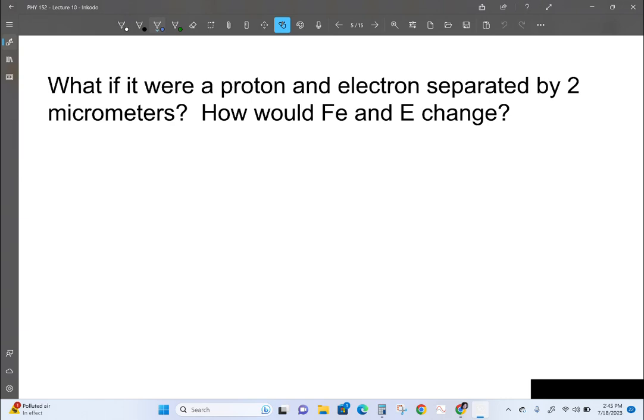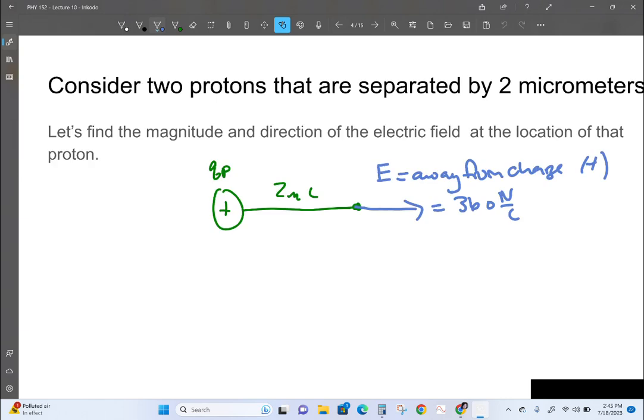So if this would be different, if it was a proton and an electron, if we put an electron here, how would it be different? Well, the field would still be pushing away, but the electron would feel a force in the opposite direction. So the field is always going to have the direction of the charge that's producing it, not the charge that's at that location.